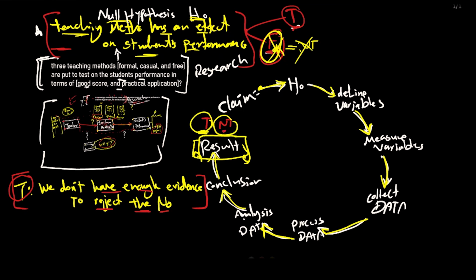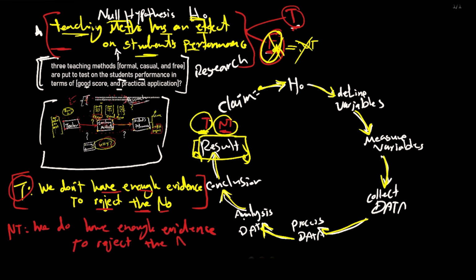Well, let's assume the second case, that it is not true. Watch how the statement would look. We would say we do have enough evidence to reject the null hypothesis. So the evidence we have collected in this research can prove that teaching method doesn't have any effect on student performance. So what is the beauty of this?